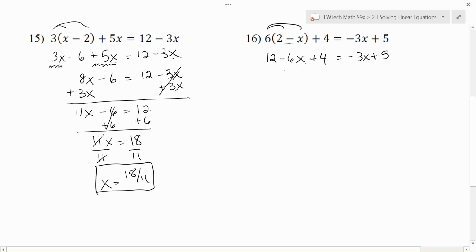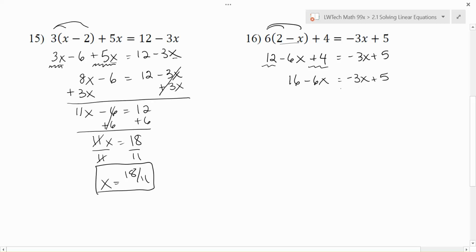Now, I do want to get these x's on the same side. I also right now have some like terms here. You can put those together now or later. I'm going to just go ahead and put them together now. I like to make the equation as small as I can as quickly as possible. In this particular case, because the 12 and the plus 4 are on the same side of the equation, we just do exactly what it says. 12 plus 4 is 16. So I have this new equation version now. 16 minus 6x equals negative 3x plus 5.